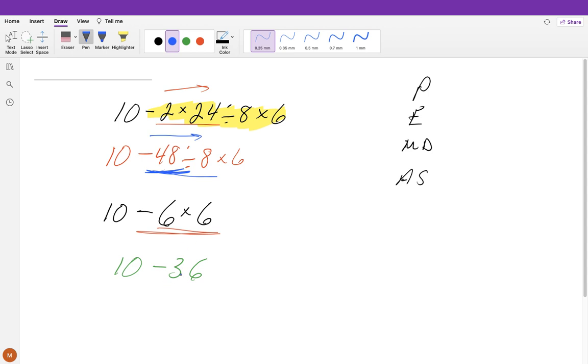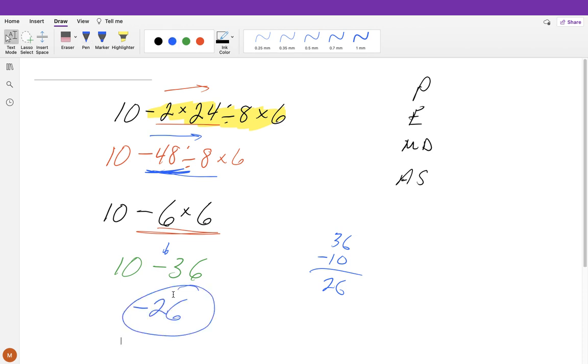And 10 minus 36, well, we know when we have different signs, we subtract. We do the bigger number minus the smaller number, which is then going to give me 26. Since the quote-unquote larger number had a negative sign with it, though, that means that we are going to have a negative as our answer, so it is -26.